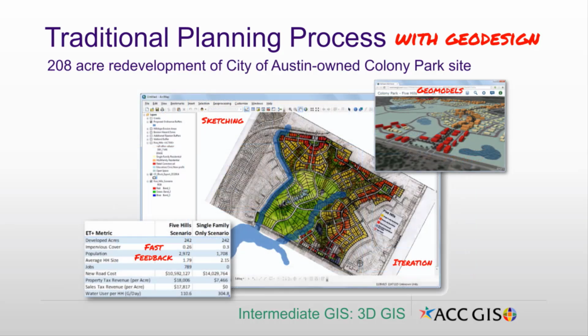So here we are back in the Colony Park master planning effort, but this time we're armed with geodesign. And so we took the traditional planning documents, digitized those into GIS, and envisioned them with geomodels and created these 3D scenarios in which stakeholders could interact with each of the scenarios.